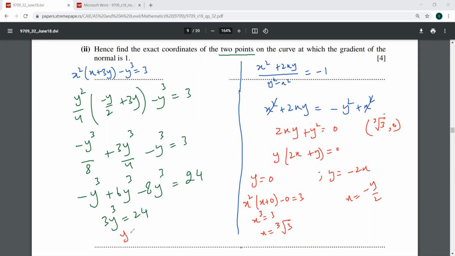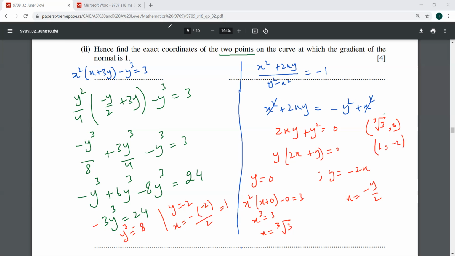So this gives you y cube equal to 8, and your y is equal to, yes, thank you again, minus 2. Okay, so now we put this into this equation. So y into this equation, this is minus (minus 2) over 2. So that is going to be 1. So the other point is going to be 1 comma minus 2.